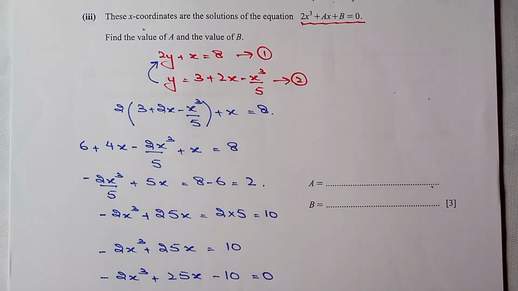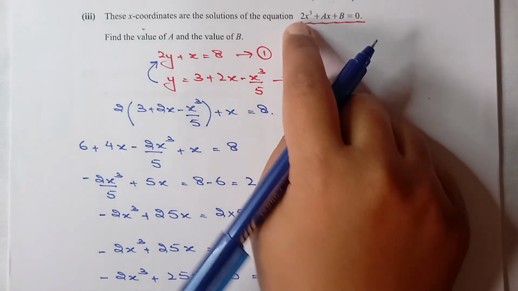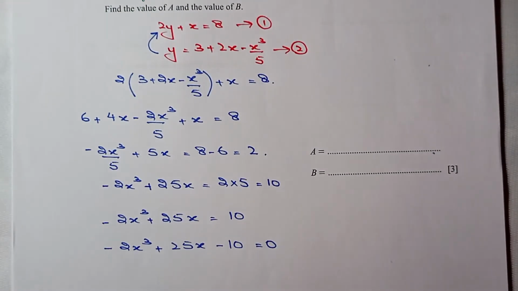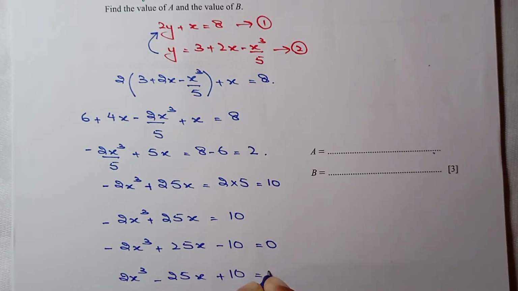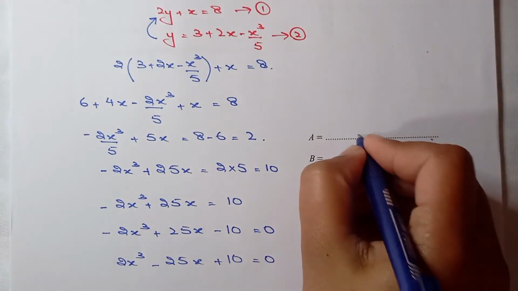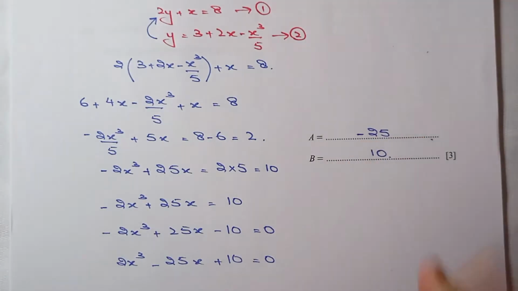If I compare this equation with this one, the x cubed coefficient is positive 2. So let me make it positive 2 by taking the negative sign common. So we have 2x cubed minus 25x plus 10 equals 0. The coefficient of x is a and the constant term is b. Here the coefficient of x is negative 25, so a is minus 25, and the constant term is 10, so that is the value for b.